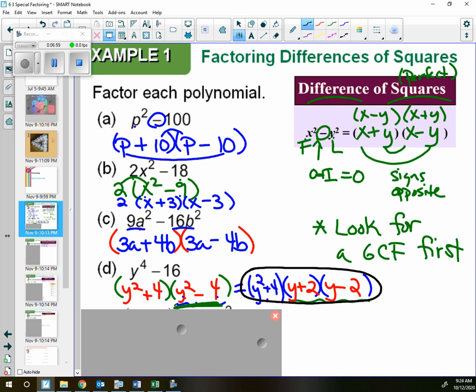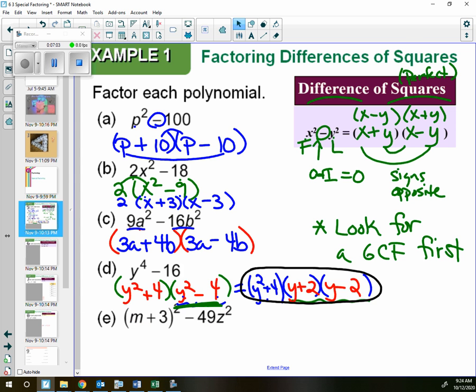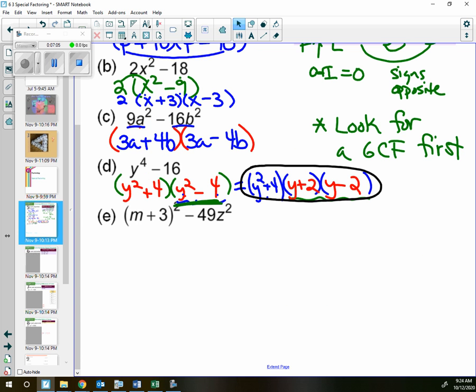So always double check and see, can I do more? Can I factor it further? Because you might be able to. We might be able to break it down further. All right, let's take a look at this last one here.